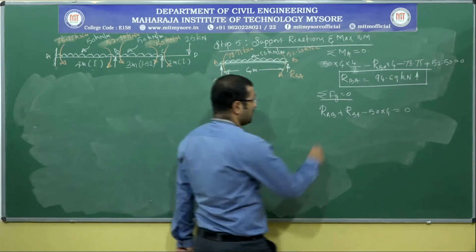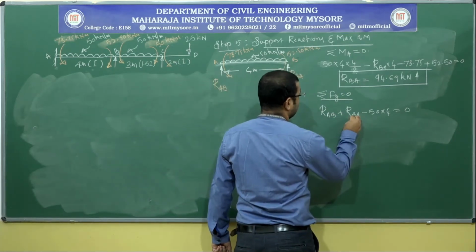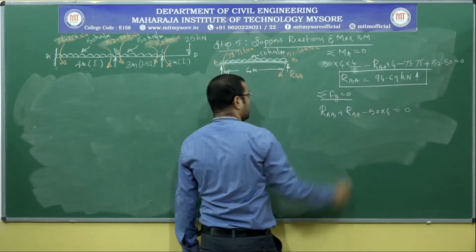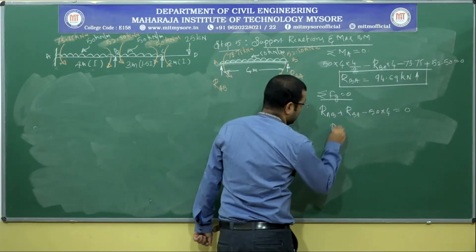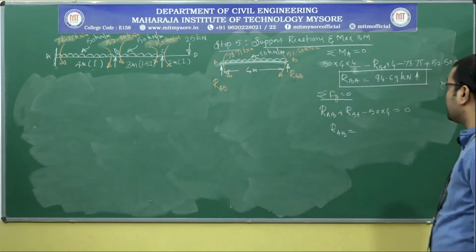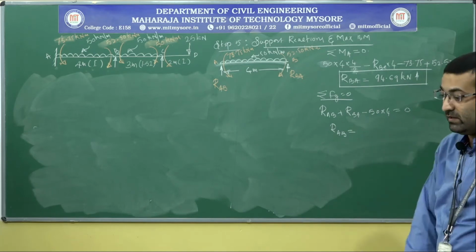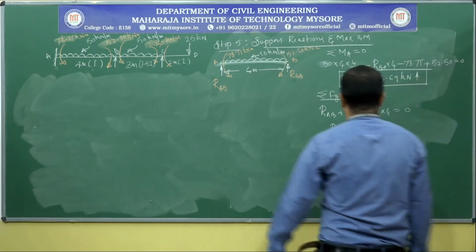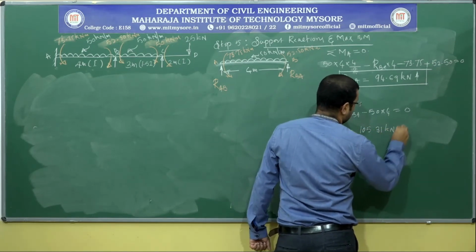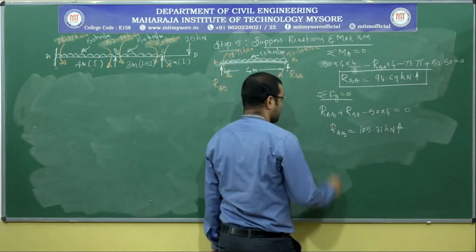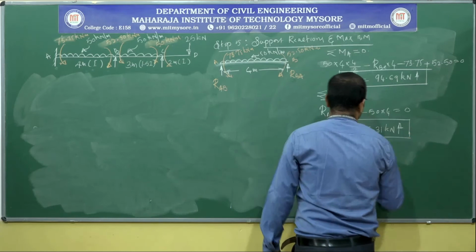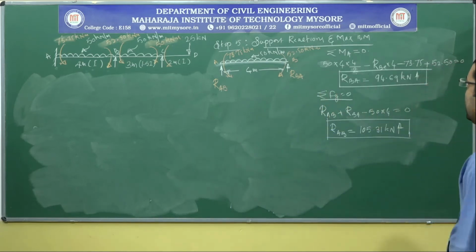In this equation we have two unknowns, RAB and RBA. The RBA value we have already determined. Substitute this RBA value into the equation and you will get RAB very easily. After substituting the RBA value, you will get the RAB value as 105.31 kilonewton. So this is also a positive value. It means its direction is vertically upwards, right?